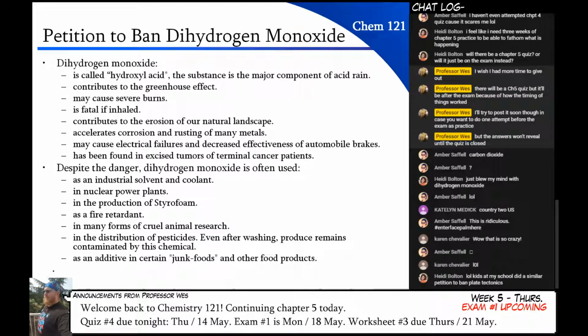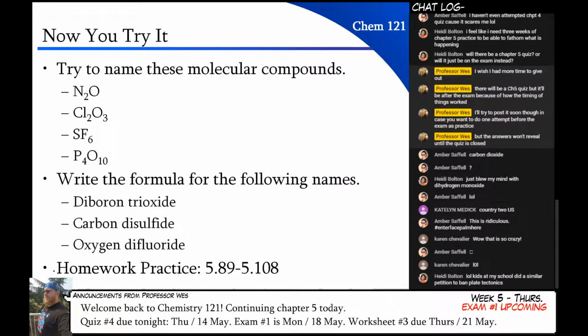All right. There is a website for DHMO, but in the interest of time, I'm just going to go straight to the examples. I want you to try and name these compounds using the naming rules. And then once you have named some compounds, you got to go in the opposite direction. Write the formula for these names. There's the homework practice at the bottom. I'll give you 5 minutes to get all the names down, and then we'll go over the answers and we'll call it a day.